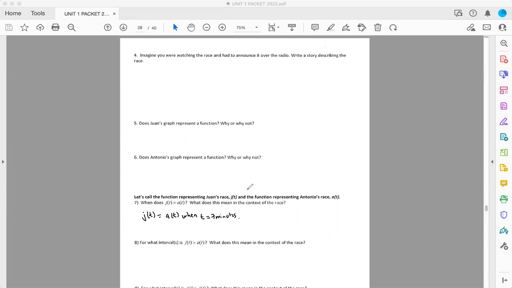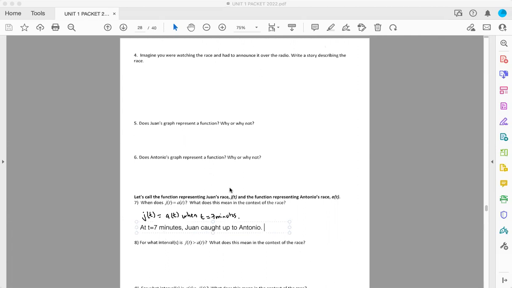And then it says, what does this mean in the context of the race? We just said that. At t equals 7 minutes, Juan caught up to Antonio. Remember, Antonio was ahead, Juan caught up to him. So this is the context of the question, the context of what J of t and A of t mean.